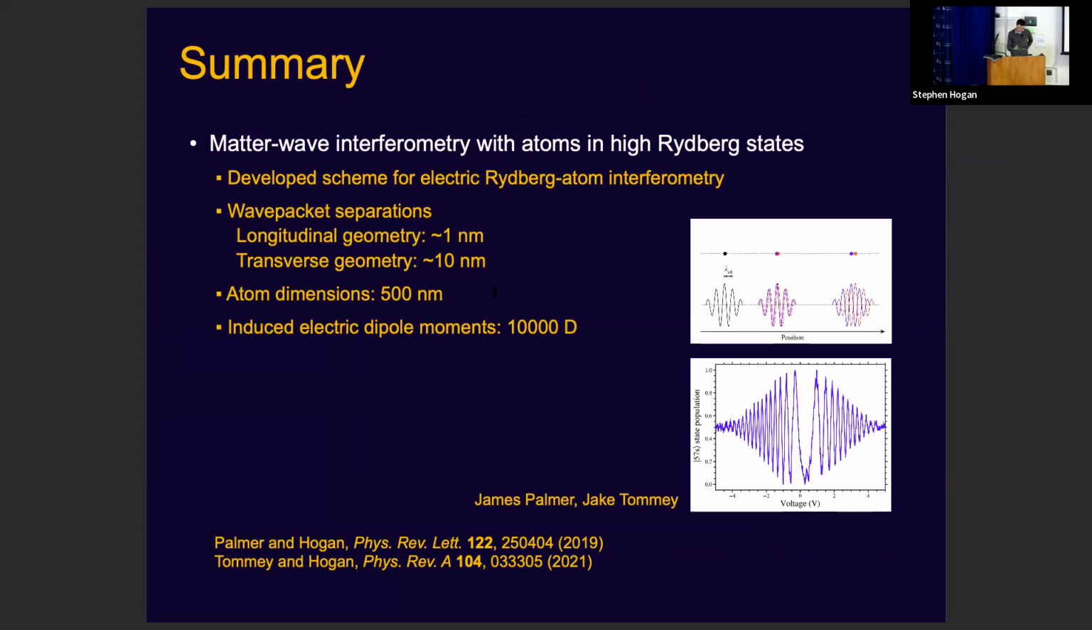So I've shown you that we can make these matter wave interferometers with Rydberg atoms, and we can separate the wave packets at the moment by about a nanometer and still see fringes. And if we do this transverse experiment, we can get to about 10 nanometers. And here the atoms are big, so they're 500 nanometers in size. So I think they're the biggest things that have ever been interfered in this matter wave kind of way.